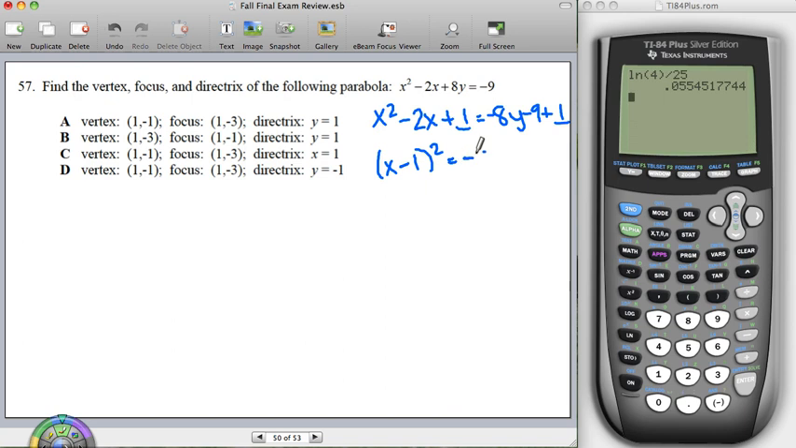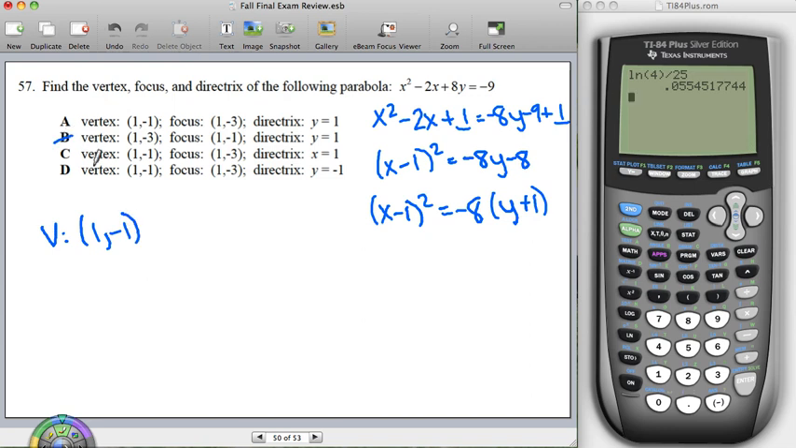I'm going to factor out the negative 8. Gives me negative 8 times y minus 1. So my vertex is at 1, 1. Plus 1, just kidding, because I'm taking out a negative. So my vertex is at 1, negative 1. So I can eliminate B as my solution. This parabola is opening down. 4p is equivalent to negative 8, so that means p is equivalent to negative 2.